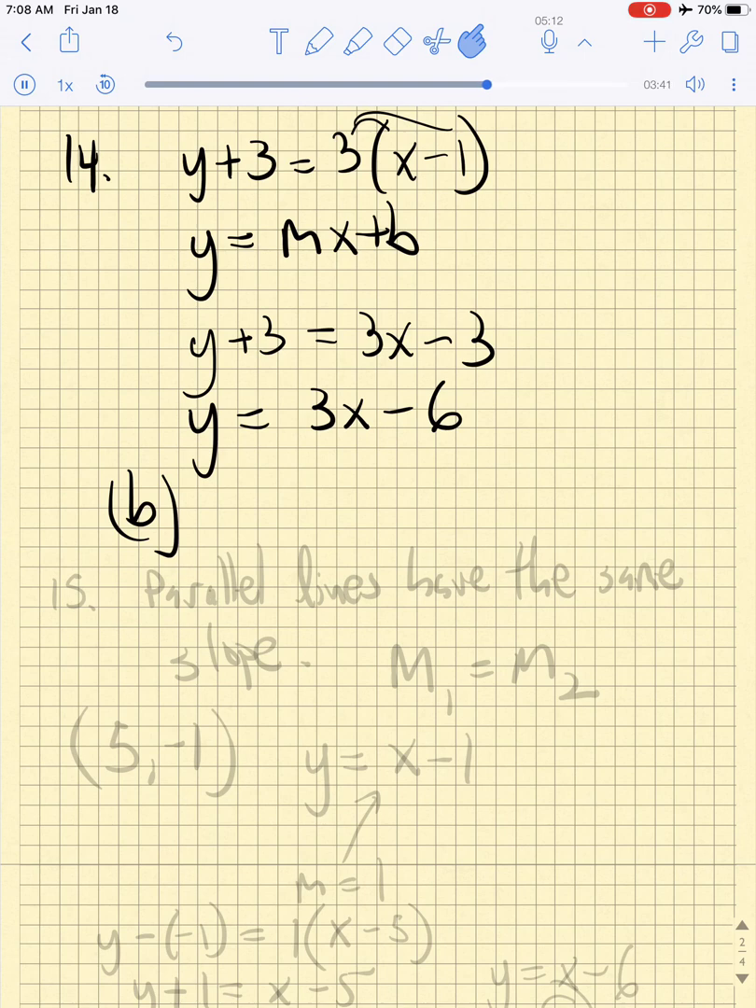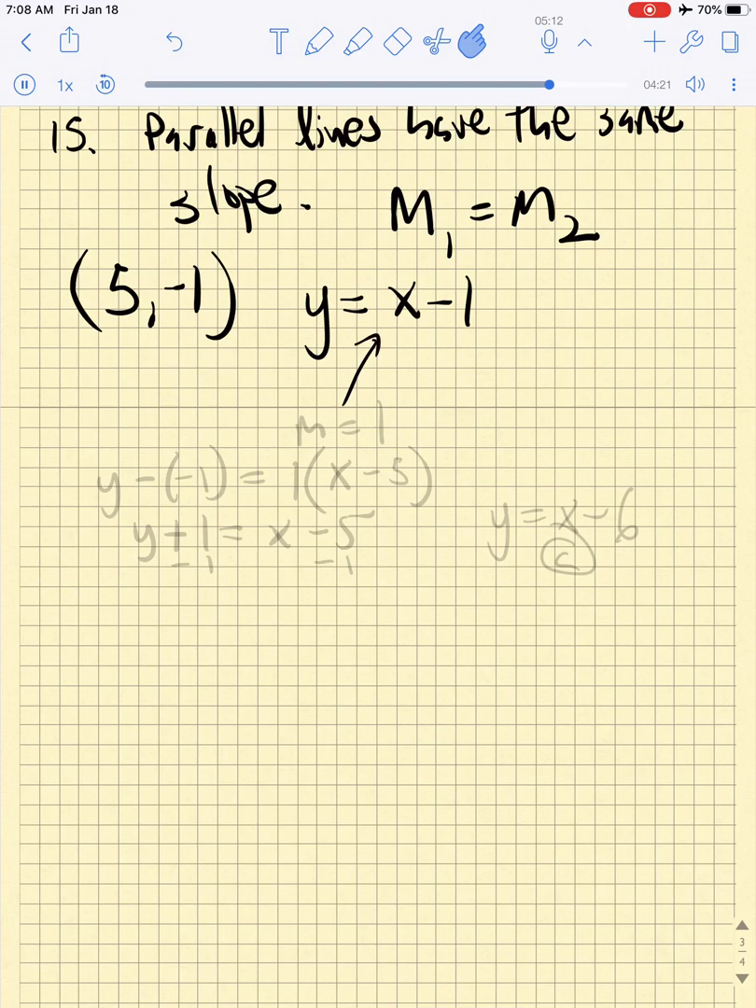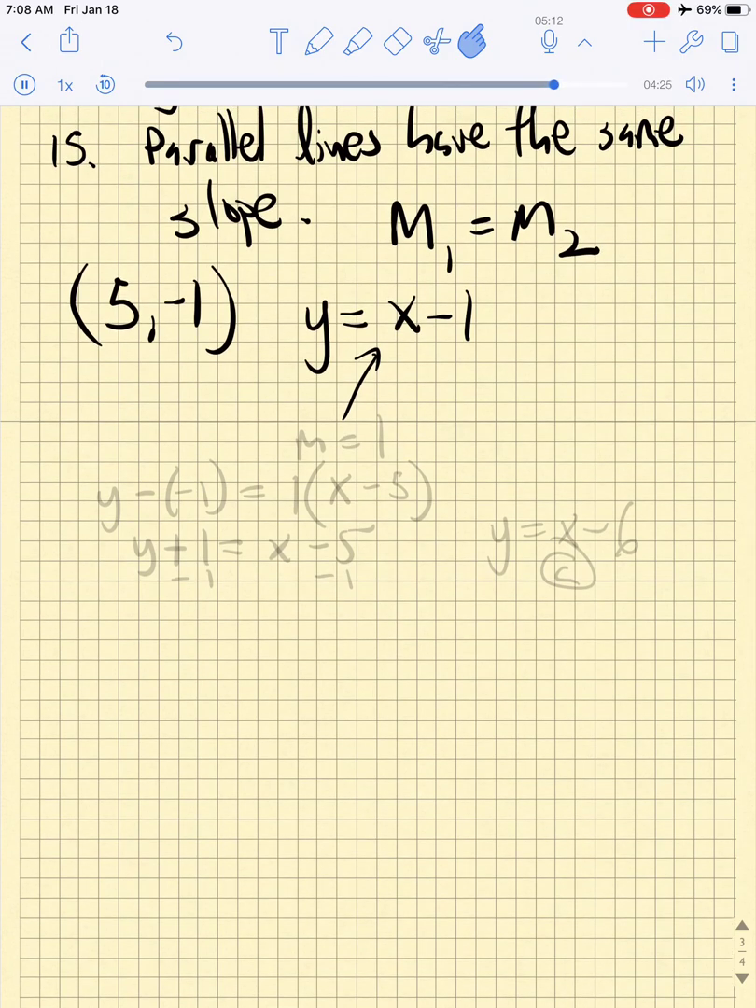So 15, we want a parallel line. Parallel lines have the same slope. Another way to say it would be m1 is equal to m2. The slope of line 1 is equal to the slope of line 2. So if we have a point that's given, 5, -1, and we are given the line y equals x minus 1, the slope for this line is what's attached to x. So m is equal to 1.